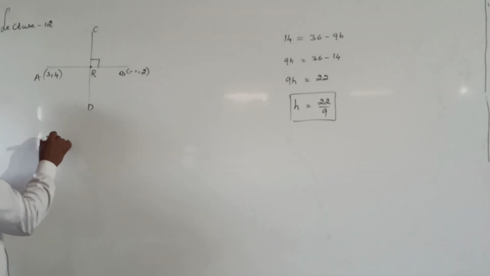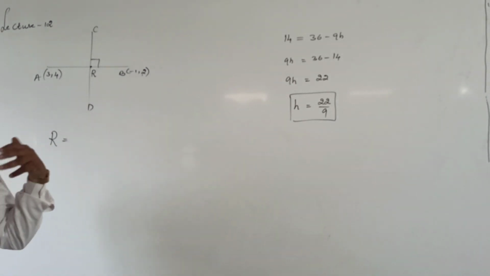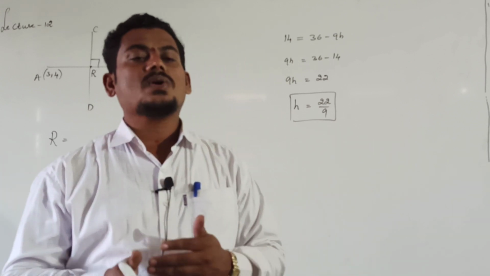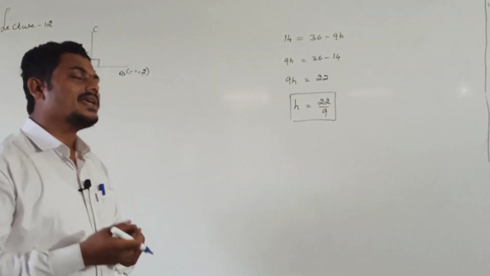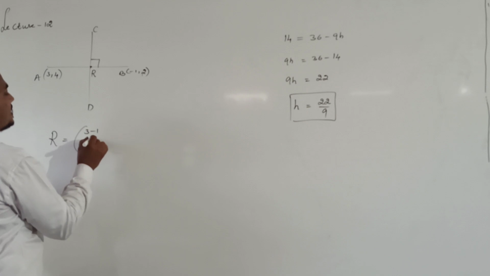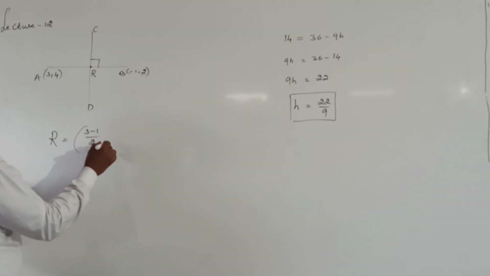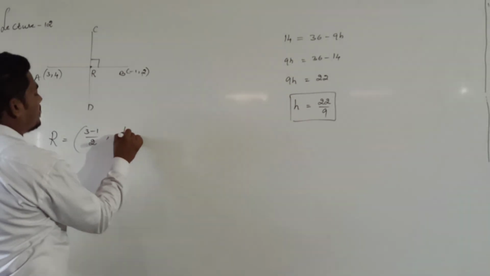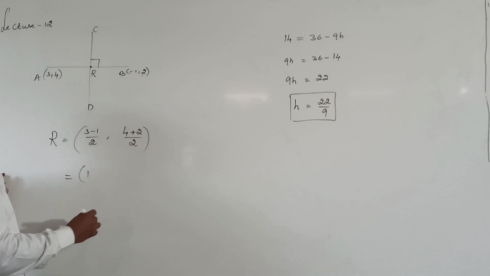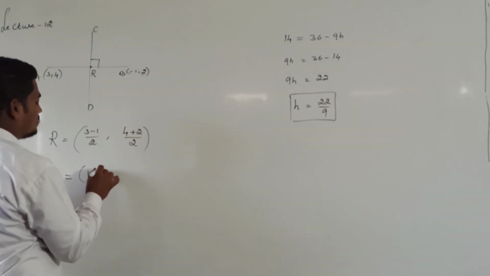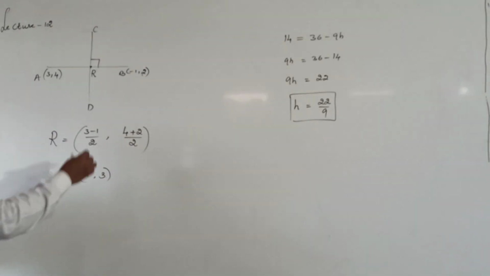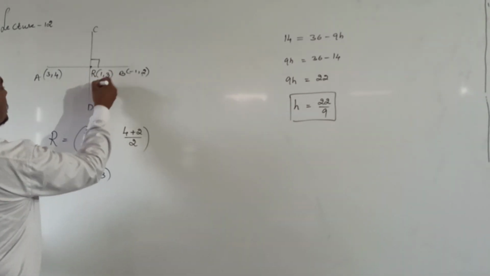Can you tell me the coordinates of R? Right bisector means which divides equally. Divides equally means it divides in the ratio of 1:1, which means clearly it is the midpoint. Already we have the midpoint formula. R is equal to (x1 plus x2) divided by 2, comma (y1 plus y2) divided by 2. That is (3 minus 1) divided by 2. That's equal to 1, 3. 6 divided by 2 is 3. Now this is 1, 3.